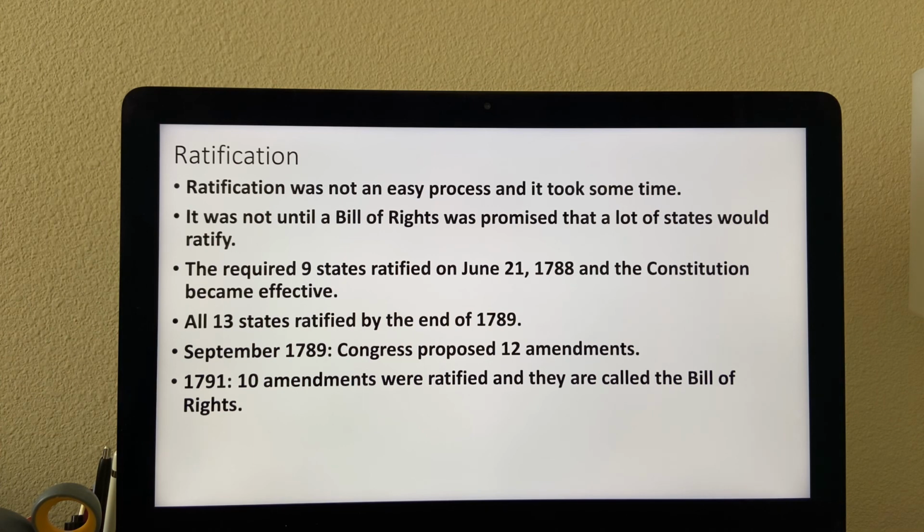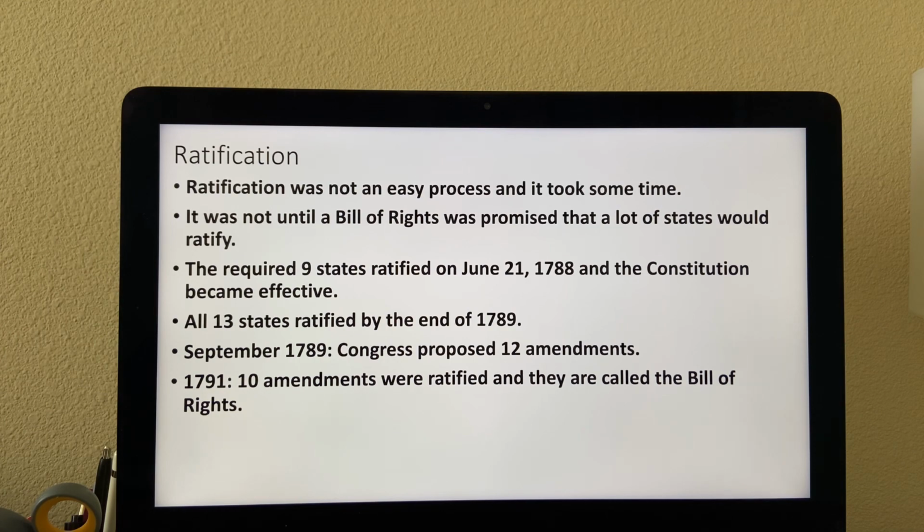In September of 1789, Congress proposes 12 amendments to the Constitution, and by 1791, they have ratified 10 of those amendments, and the first 10 amendments to the Constitution are called the Bill of Rights.